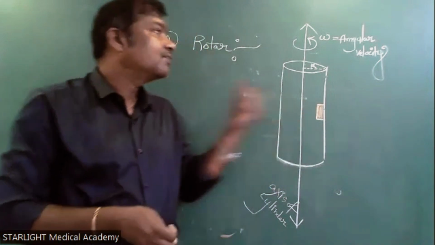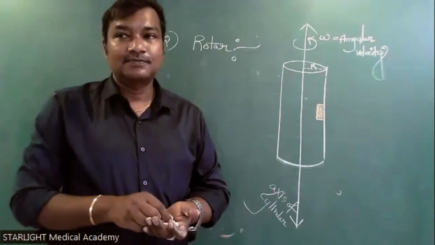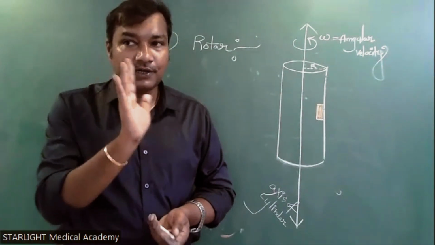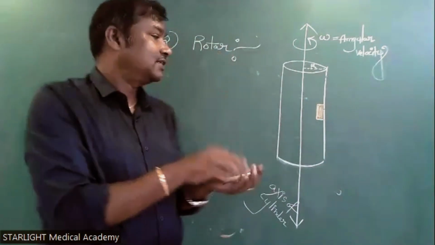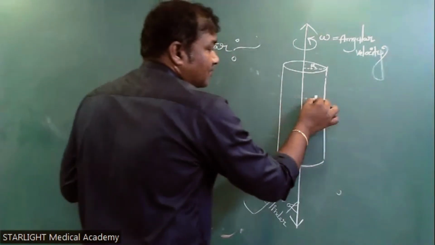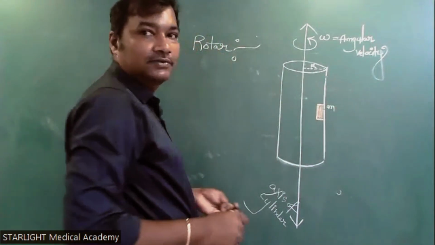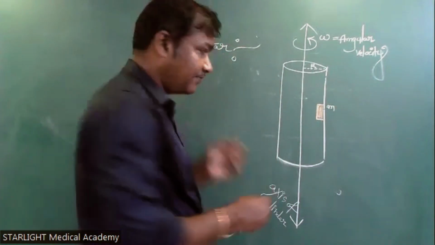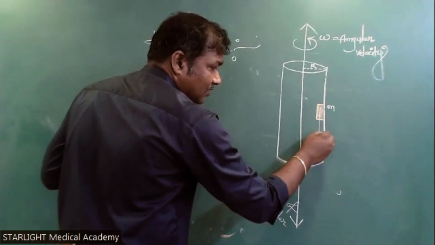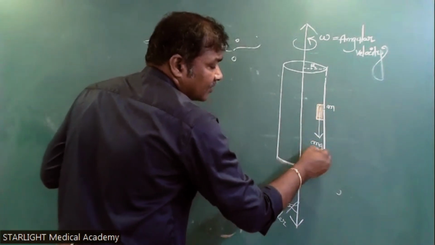First of all, what are the forces acting on the block? The block has mass m. First, the weight mg acting vertically downwards.